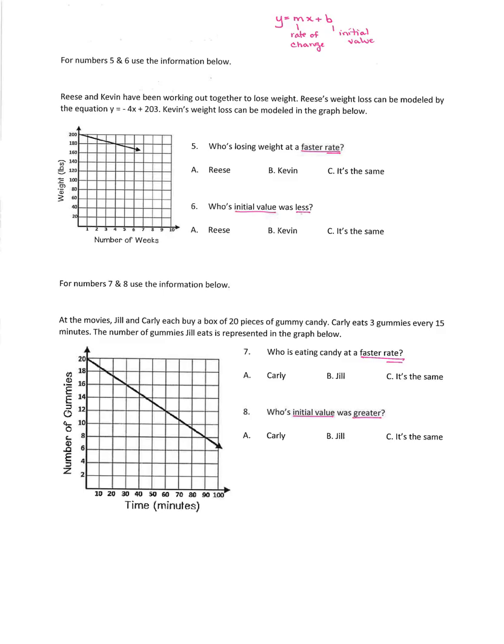Number 5, who's losing weight at a faster rate? A. Reese, B. Kevin, C. It's the same. Number 6, whose initial value was less? A. Reese, B. Kevin, or C. It's the same.